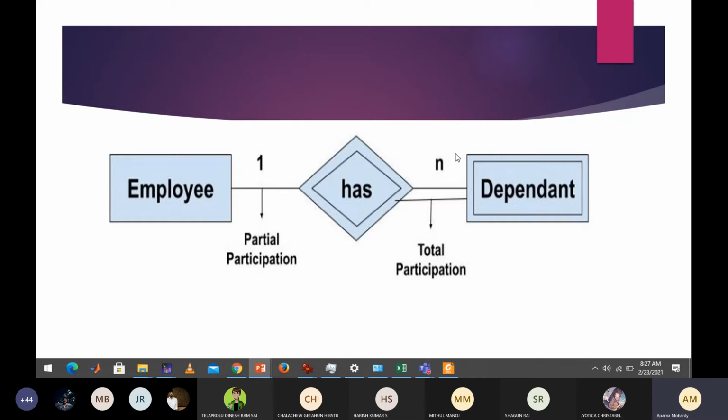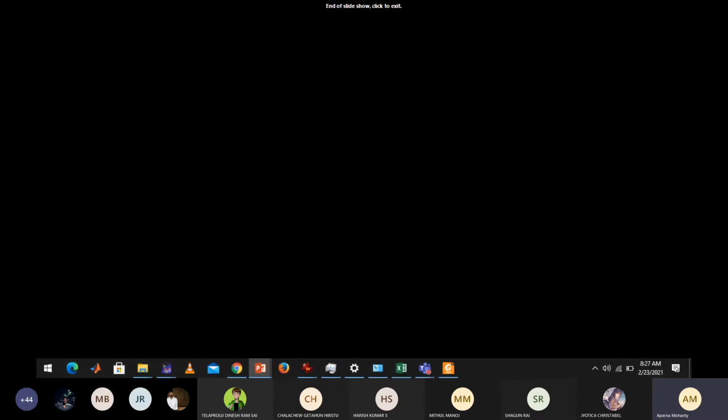You can see this double line, right? That is total participation. You represent total participation using a double line, and partial participation is represented this way: a solid line with an arrow coming out. So this is the basic concept of all DBMS relationships.